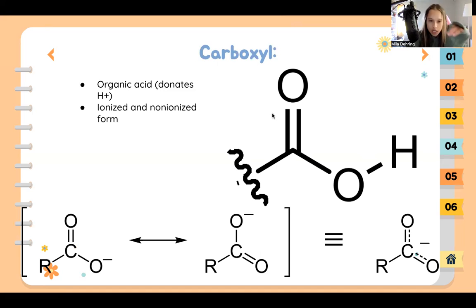There's an ionized and non-ionized form, but carboxyl is really just made up of a carbon attached to a carbonyl, so a carbon with a double bonded O, and then it has a hydroxyl, so an OH. So carboxyl is just a carbonyl group and a hydroxyl group coming together, and it is an acid. And then the ionized form is going to be when the hydrogen detaches from the oxygen on the hydroxyl group.